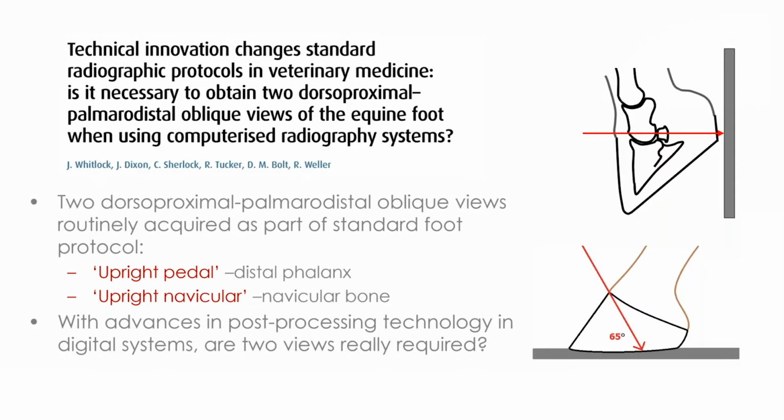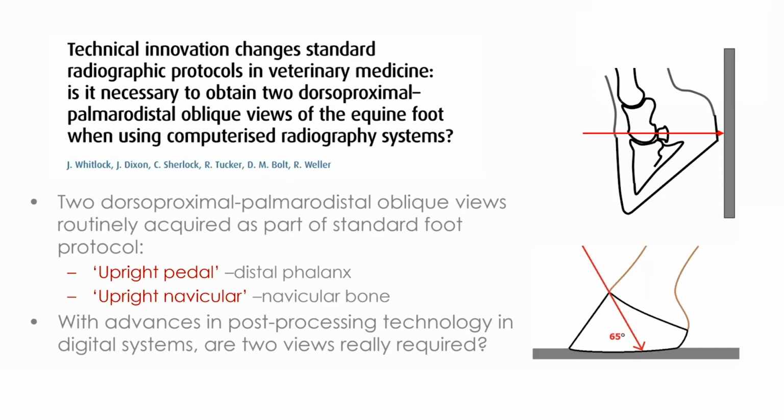In this second paper, they looked at technical innovation changes to standard radiographic protocols in veterinary medicine. They asked the question, is it necessary to obtain two dorsoproximal palmarodistal oblique views of the equine foot when using computerized radiography systems? So in a standard set of foot radiographs, we would typically acquire two dorsoproximal palmarodistal oblique views. These are upright views, usually at two different angles.